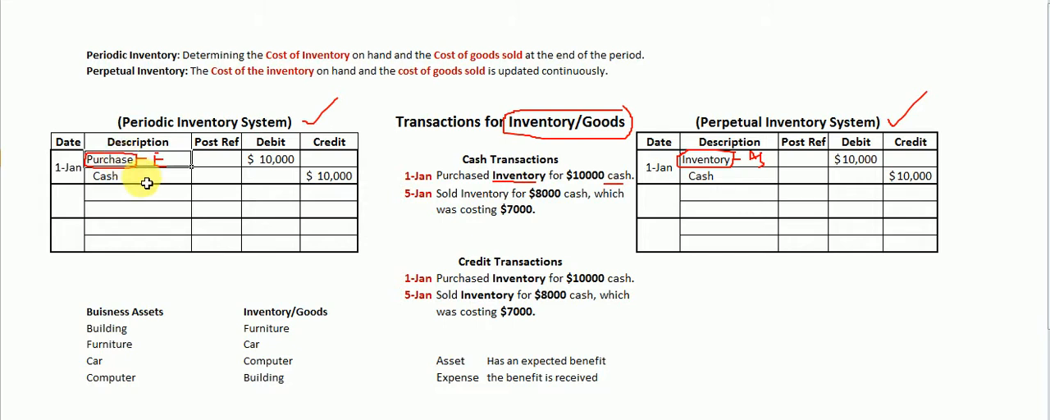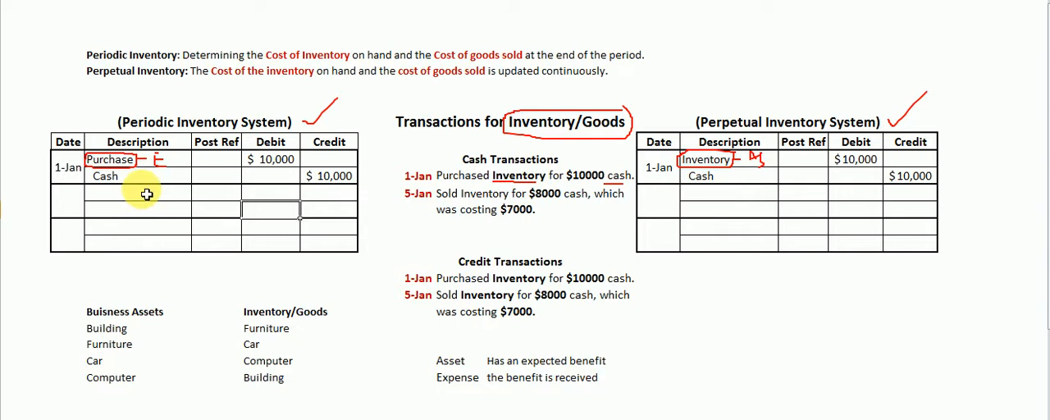So dear students, I'm not going into the detail of these two systems right now, and I'll deliver a full detailed lecture explaining periodic and perpetual, inshallah. But here you should just learn that in the periodic inventory system, when we purchase inventory, we debit the purchases account, and here we debit the inventory account. The reason here is an increase in asset, and the reason there is an increase in expense.